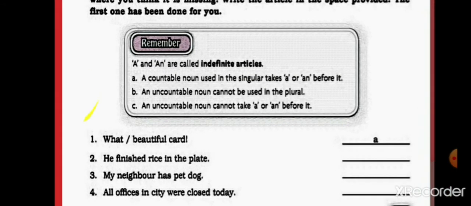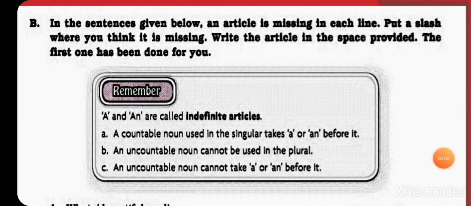Now let's see the next part, beta. In the sentences given below, an article is missing in each line. Put a slash where you think it is missing and write the article in the space provided. Okay, the first one has been done for you.